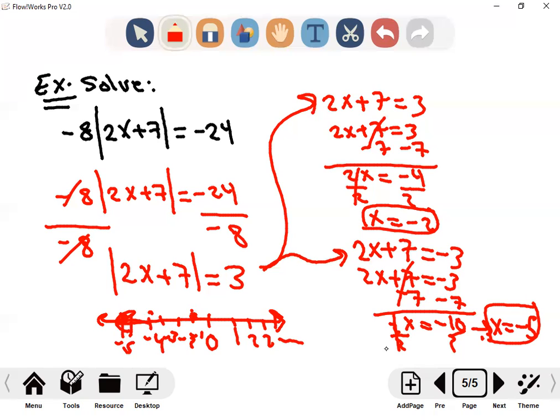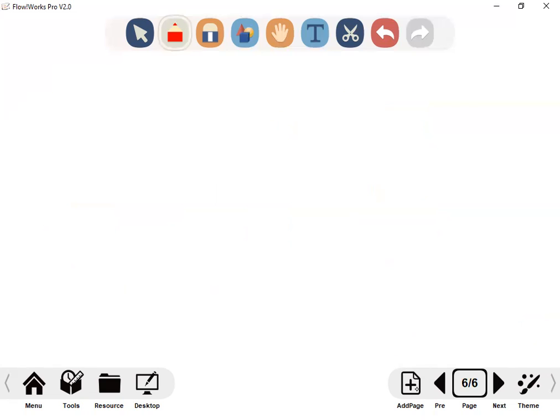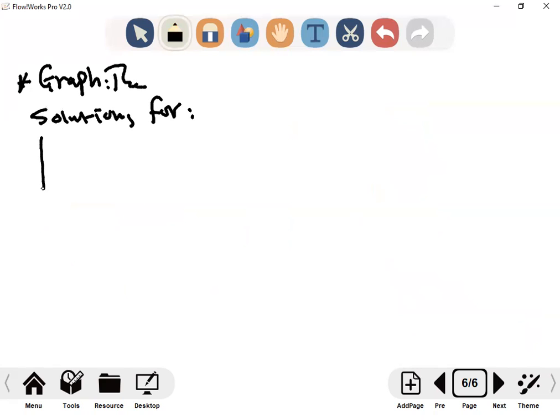We have the check. Let's do the check of example 1. Now we did example 1 and example 2, right? The question said, graph the solutions for absolute value of 2t minus 4 equals 8. Is the absolute value alone, or is there anything with it? It's alone.